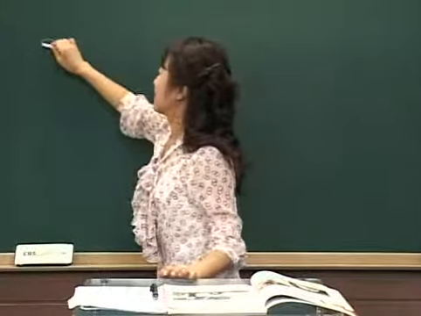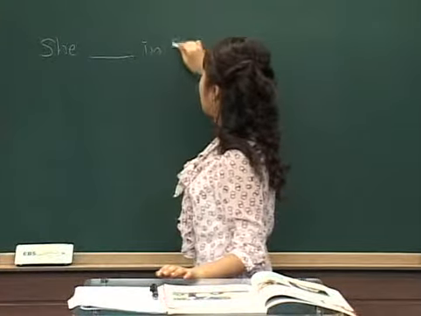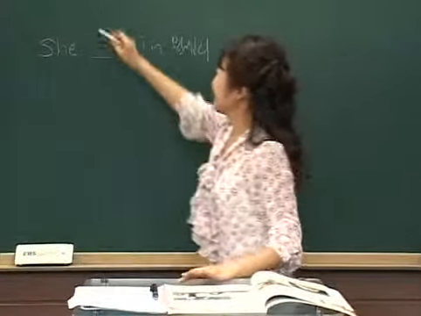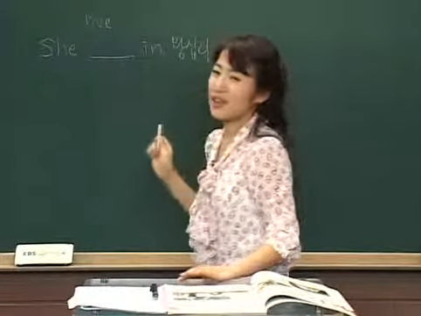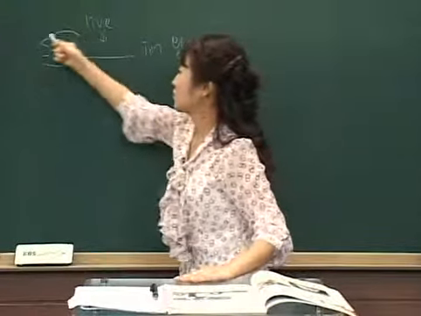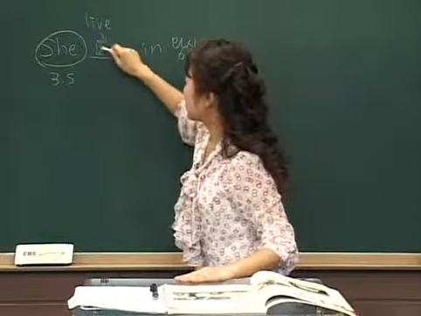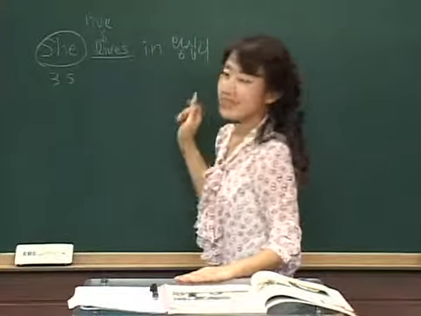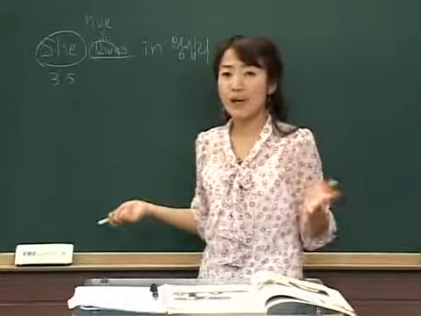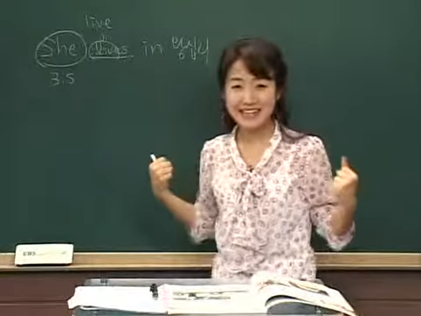For example, it's my story as I told you. She, 그녀는 산다, lives in 왕십리. 자, 살다 is live. How can we put this word in here? As I told you, third person singular, right? In this sentence, we have to put S after the word live. This is the rule, so you cannot ask why. 왜 그렇게 되는데요? You shouldn't ask because this is the rule. Just take it. 그냥 받아들여야 돼요.